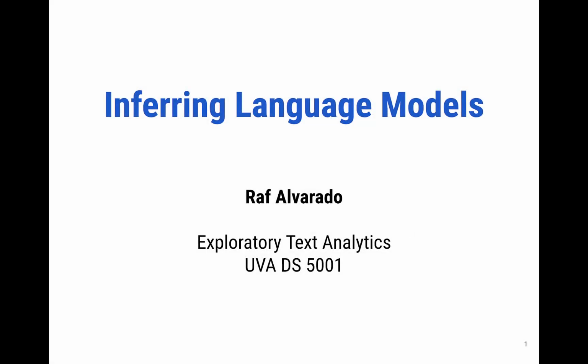In this video, we're going to look at how to infer language models from data, specifically the kind of data that we've already looked at in the last two modules, where we downloaded the text and then we were able to convert that text into a tokenized data frame that reflected the ordered hierarchy of content objects model.